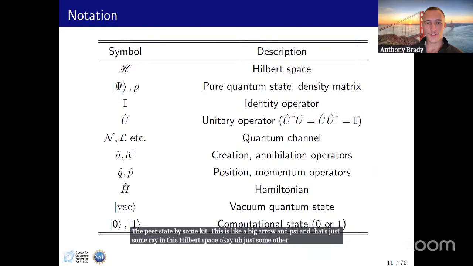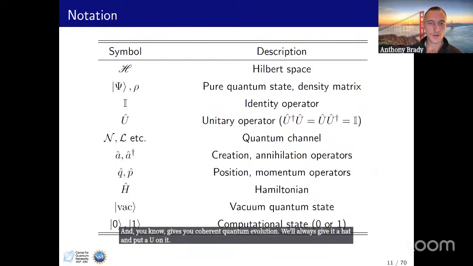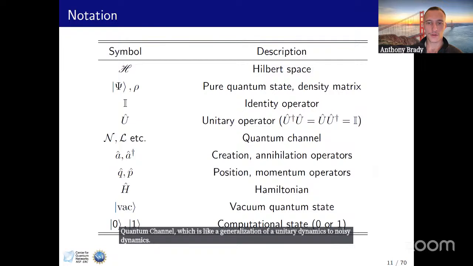Identity operator. We'll show it like that. Unitary operator, which takes states to states, pure states to pure states, and gives you coherent quantum evolution. We'll always give it a hat and put a U on it. Quantum channel, which is like a generalization of unitary dynamics to noisy dynamics. We'll always call these script letters.